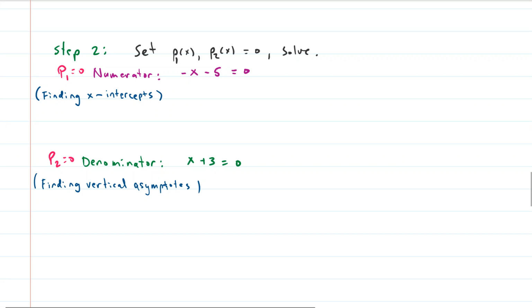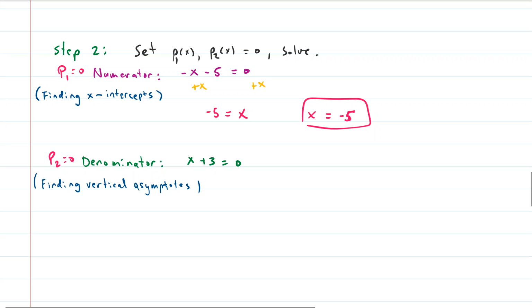So if we solve negative x minus 5 equals 0 for x, let's just add x to both sides. And that gives us what we want, because now we have x equals negative 5. That might look a little weird to you. If we put x on the left, it might not look as weird, but it's the same thing. So x equals negative 5. That's where we have a 0, or an x-intercept.